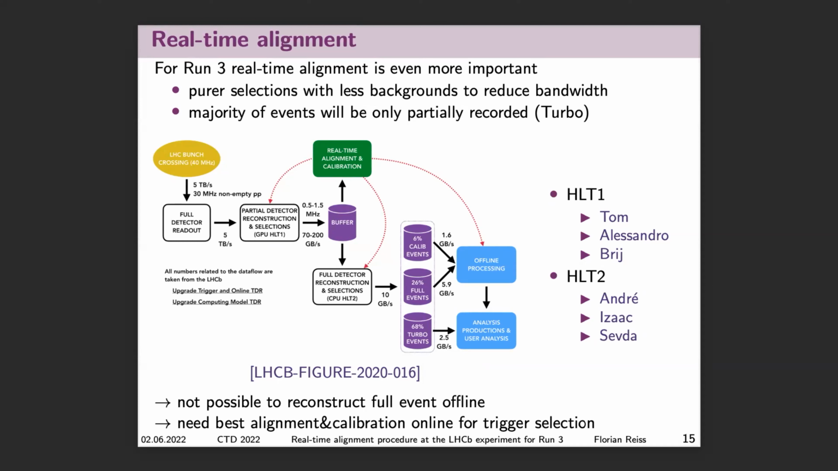As in this diagram we have already seen, we're going through the different readout and trigger steps, and then there is a large fraction, this large chunk of Turbo events, where we only save partial event information, which means that we can't redo the full event offline for those events. So we need the best alignment and calibration already online for the trigger selection in HLT2 and HLT1.